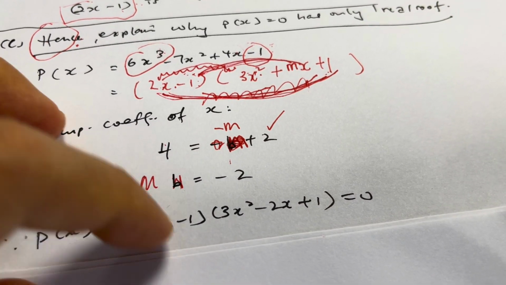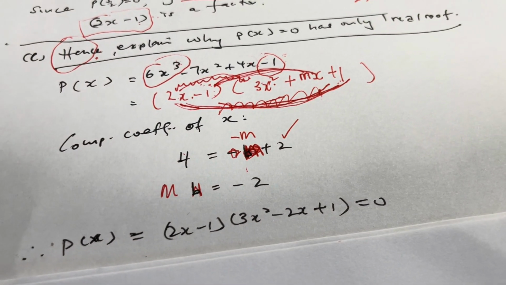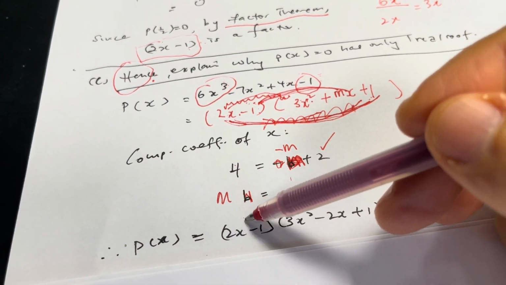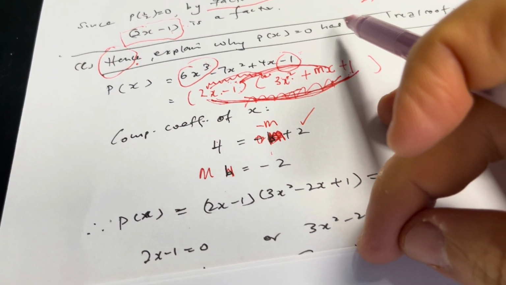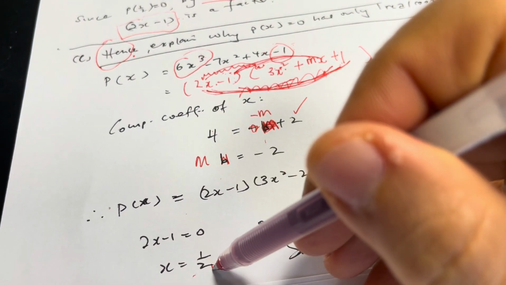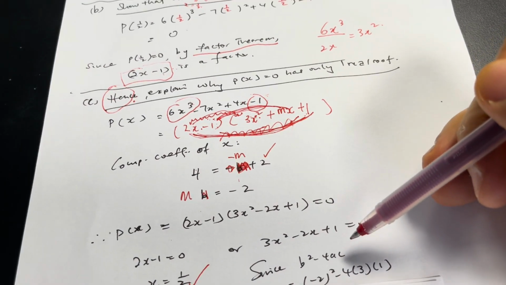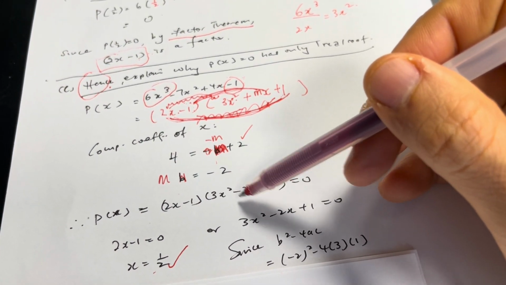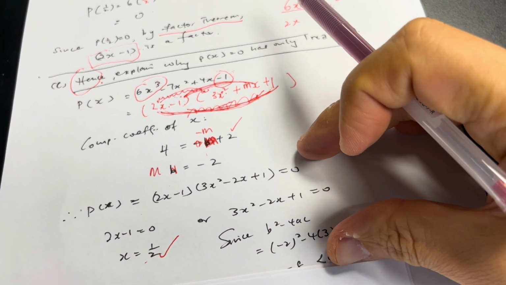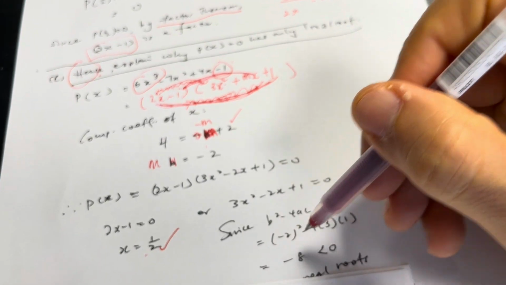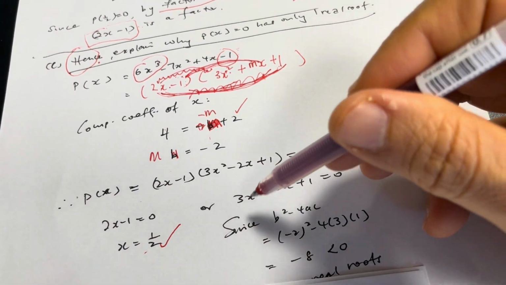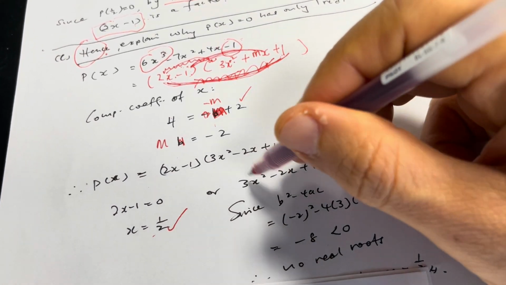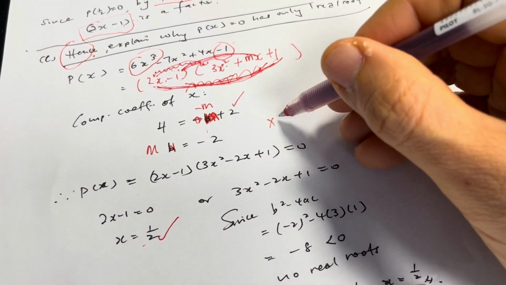Now, after I've done this, true enough, I find that the only root is this 2x minus 1 equals 0, which is x equals to half. This is the only root. Because for the other factor, when you take b squared minus 4ac, you will find that it is less than 0. It's minus 8, so it's less than 0. That means there's no solution. No solution, okay? So please don't go and waste time.